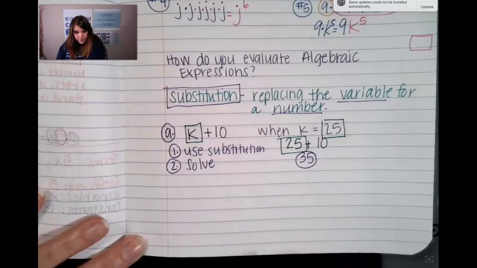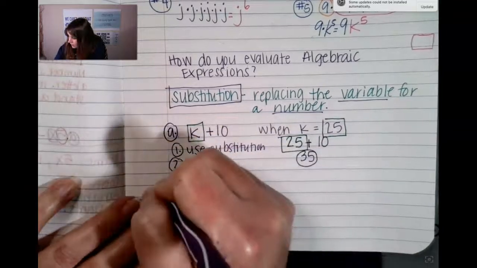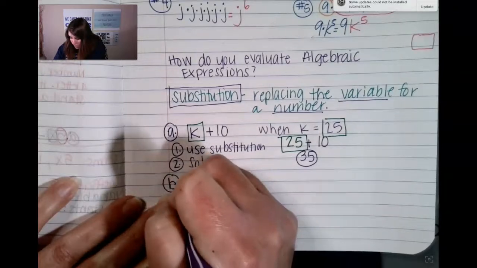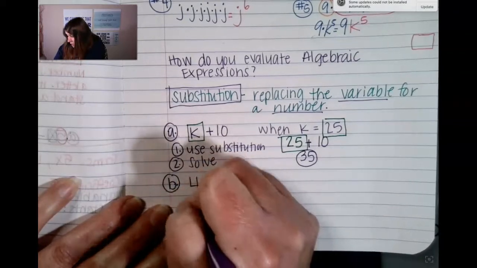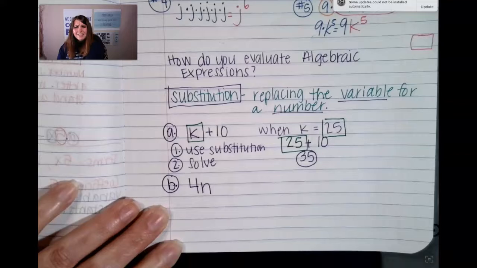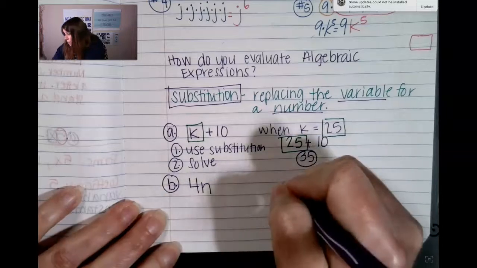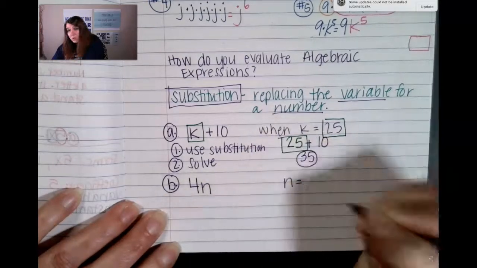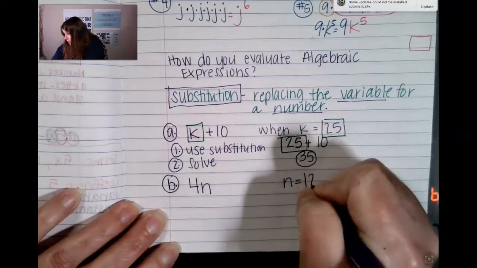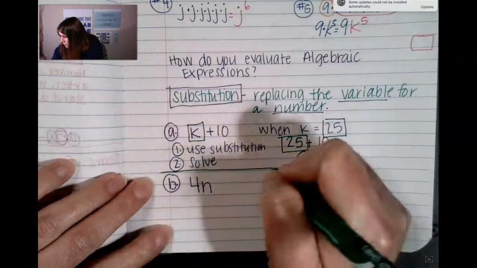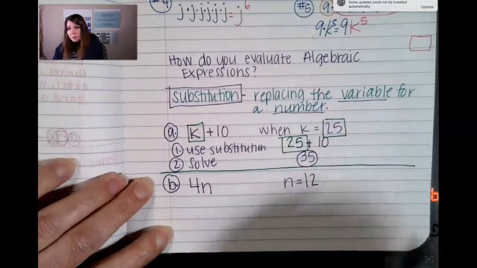All right, let's try another one. All right, let's do problem B. All right, problem B says 4n. What? 4 n's? No, that means 4 times n. So I have 4 times n when n equals 12. So in this problem, I'm going to draw a line right here because this problem is a little bit hard to see. I kind of squished it and I apologize.